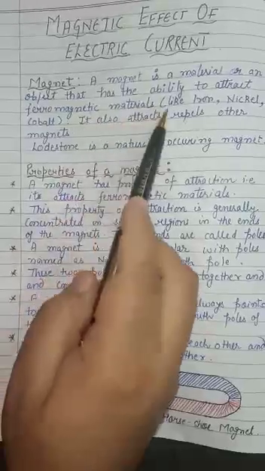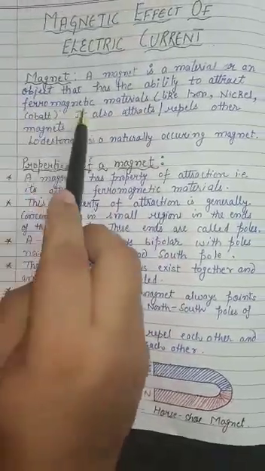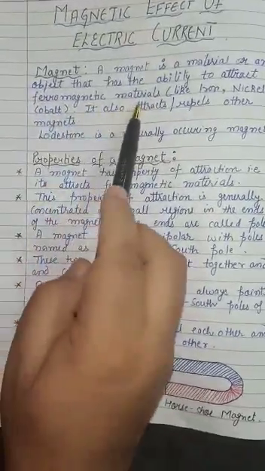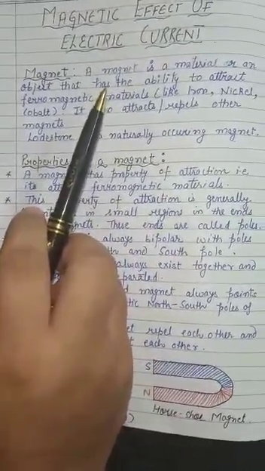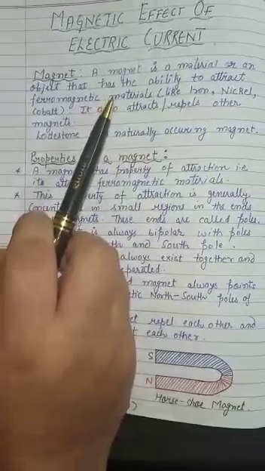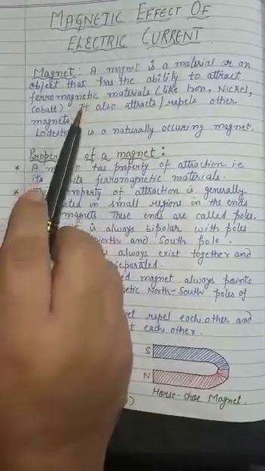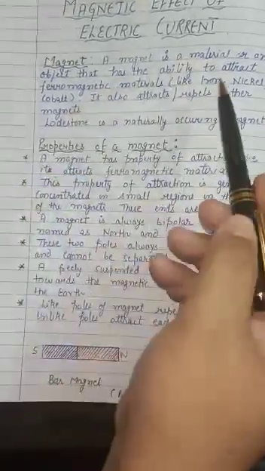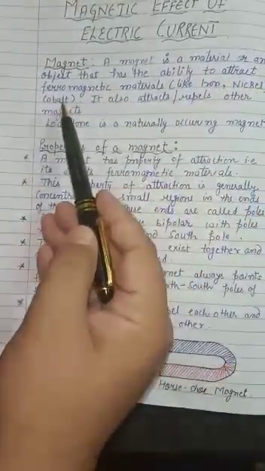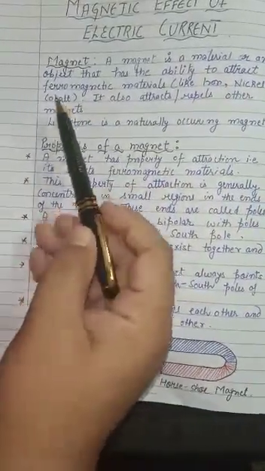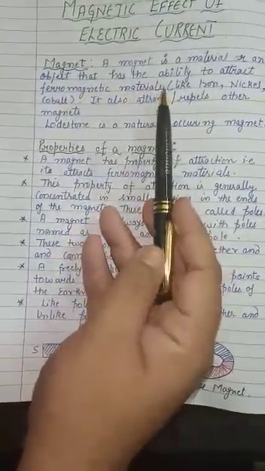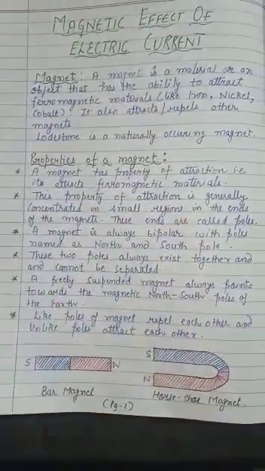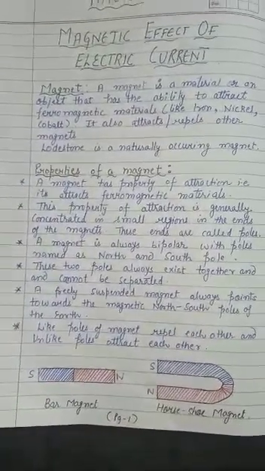Students, what are these ferromagnetic materials? Ferromagnetic materials are those materials which can easily be magnetized when they are kept in a magnetic field, and they can be attracted by a magnet. Such materials are iron, nickel and cobalt. So a magnet always attracts ferromagnetic materials. It also attracts or repels other magnets.